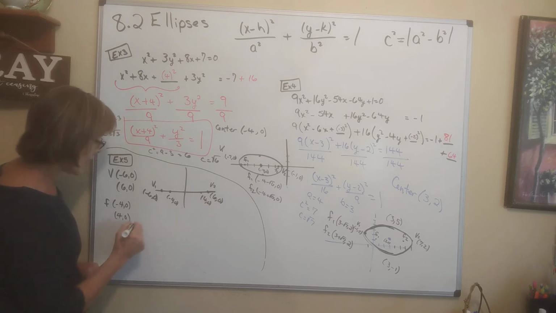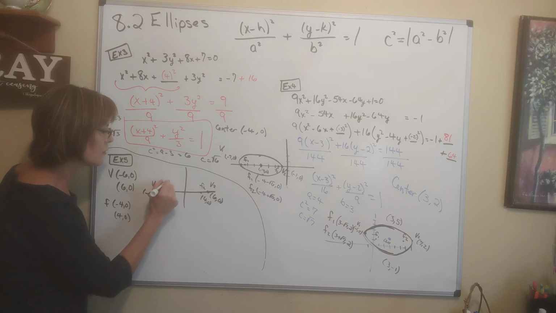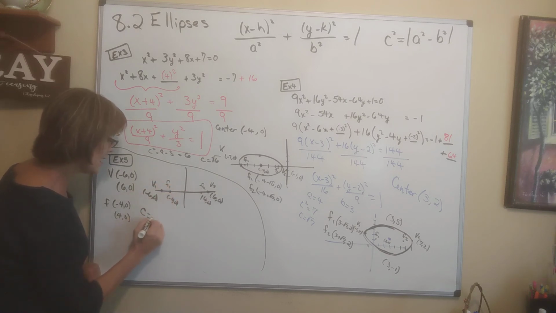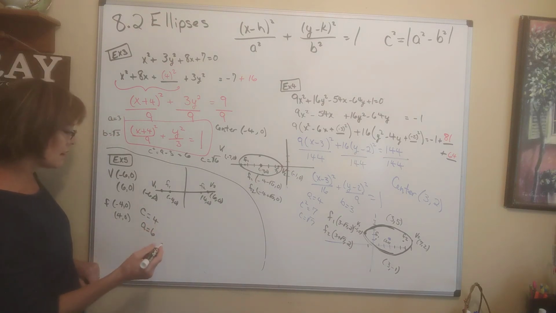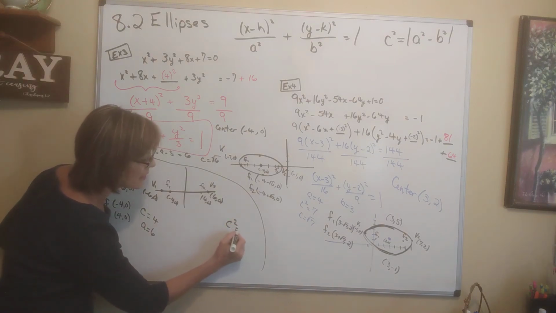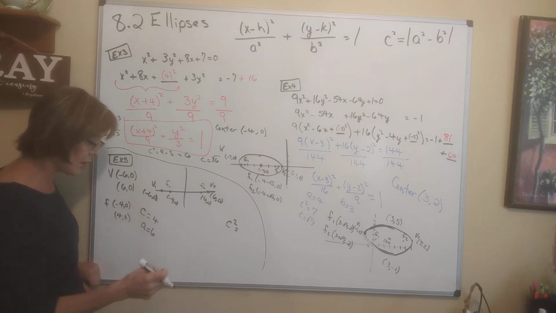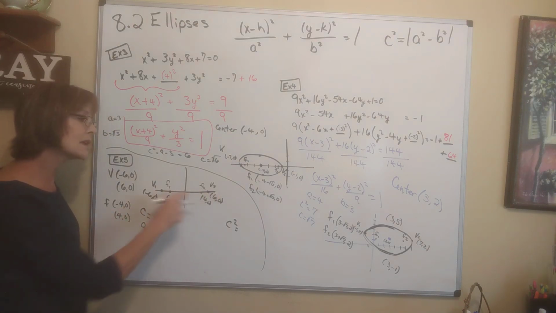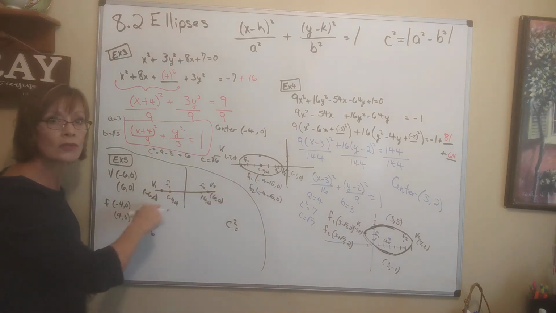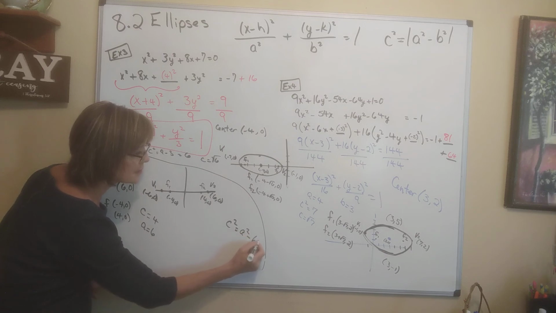Well, that told me a lot. That told me that the value of C from the center to a focus is 4 units. So we know that C is 4. We know that A is 6. Okay. We know that, so we can solve for B because we know that C squared is equal to the absolute value of A squared minus B squared, or bigger minus smaller. We know that A is the biggest because that's where the vertices were found on the longer axis. So C squared, in this case, is going to be A squared minus B squared.